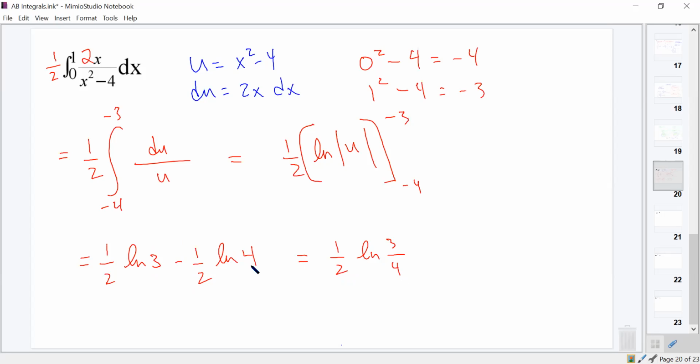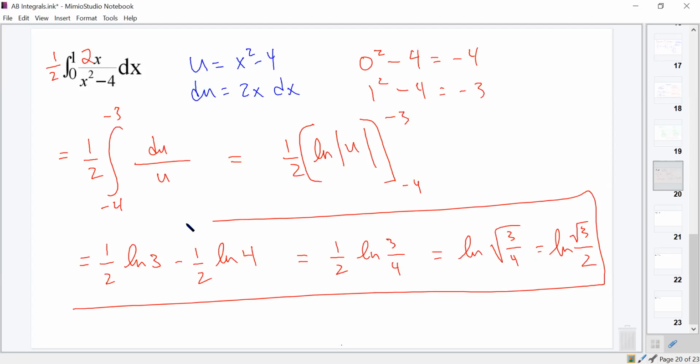Using log minus log becomes a division in one logarithm. Or you might even see that this becomes a power within here. So you could have natural log of the square root of 3/4 or natural log of √3/2. Any of those would be fair game as an answer on a multiple choice AP question. So make sure you can do those conversions. Any questions or issues with that one?